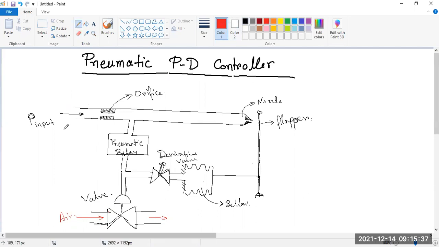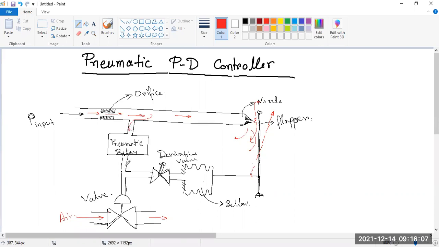Say one part of this pressure is entering this way. Here you can see the airflow is entering. Say this flapper is just open, in this position. First we have to see it this way. The air is going out anyway, so no back pressure is coming here.